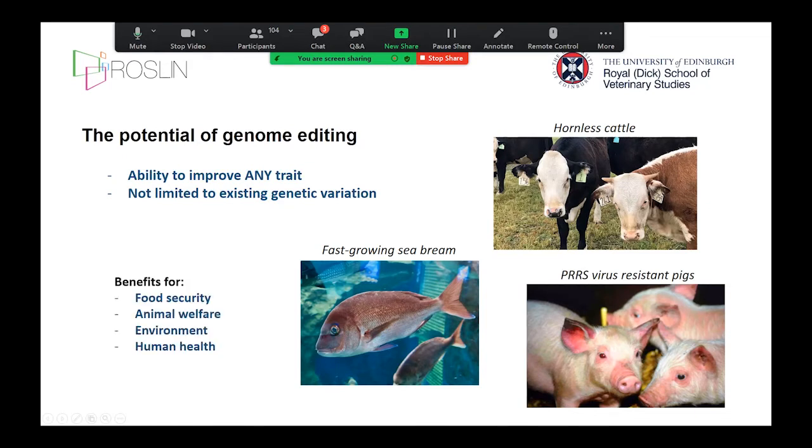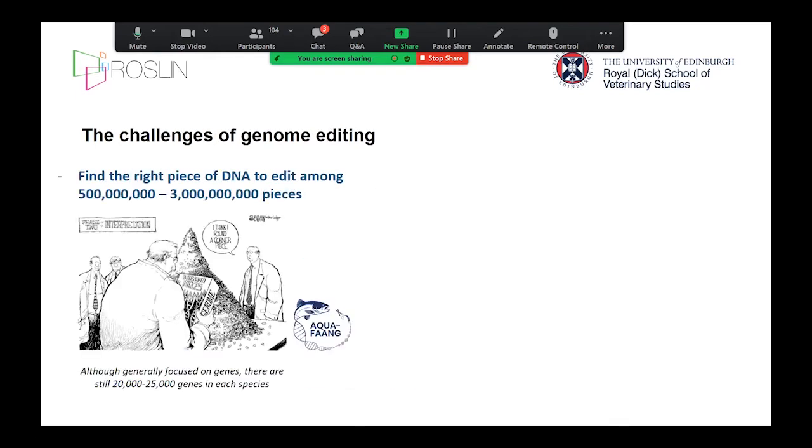But I've presented the good parts. Let me also go through the challenges. The first and biggest challenge, at least for scientists, is to know what to edit. You can think about our genomes, our DNA, as big puzzles with between 500 million and 3 billion pieces. And even if you focus just on the genes, which you could say are the most important functional part of the genome, there are between 20,000 and 25,000 genes in each species, so quite a lot to investigate.